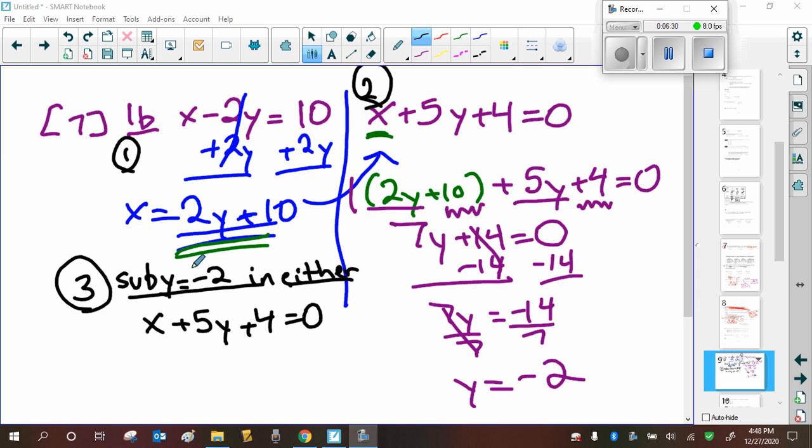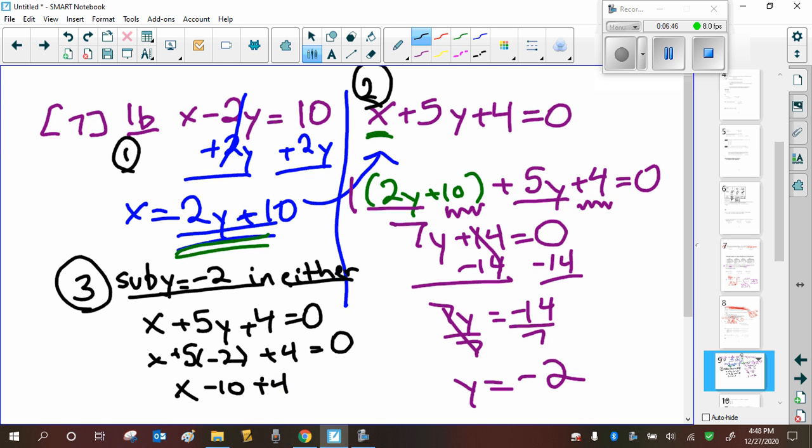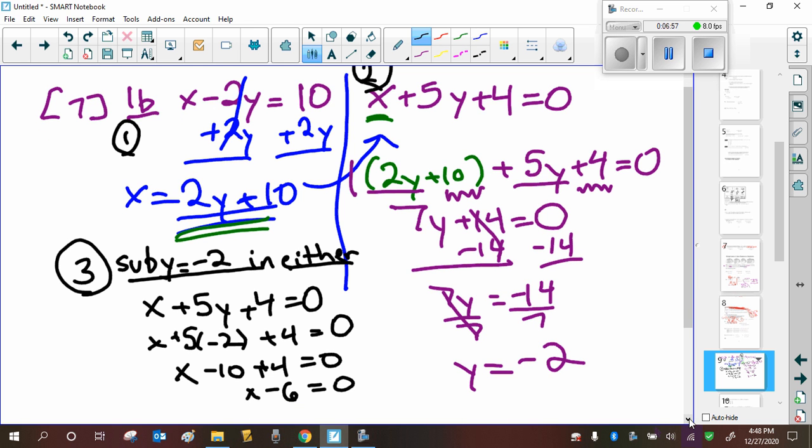Okay, next, where I see y, I put negative 2. So 5 times y equals 5 times negative 2. And then I can add those numbers together. So negative 10, I guess I'll show that to you, plus 4 equals negative 6. And then you add 6 to both sides, and you get x equals 6. So add 6 to both sides, x equals 6. Therefore, (6, negative 2) is the solution.